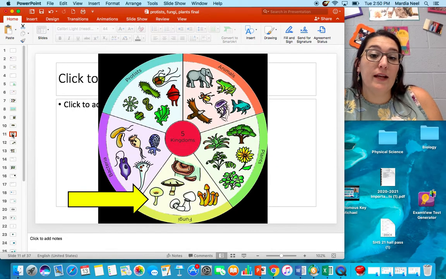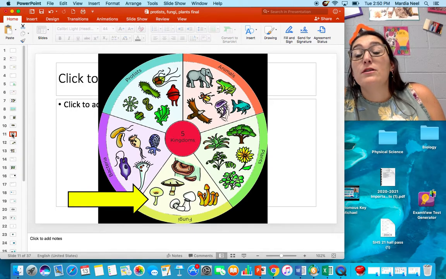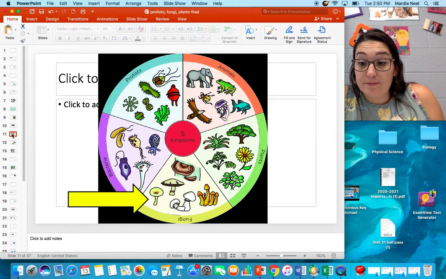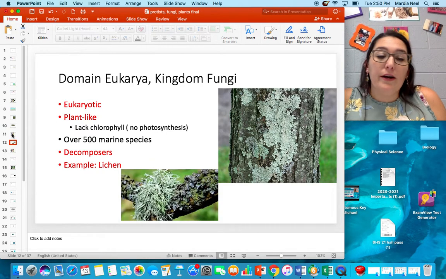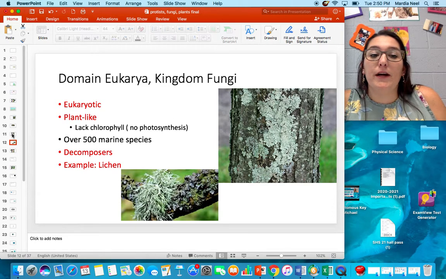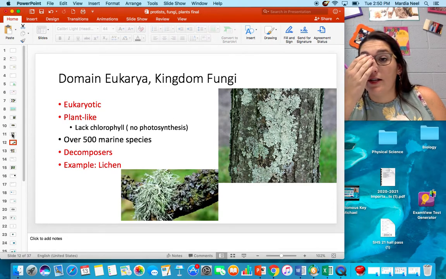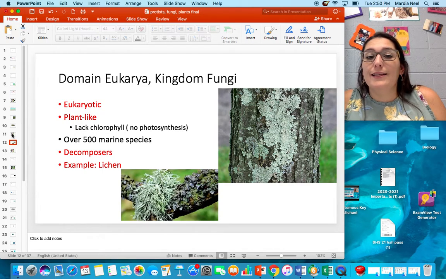Moving on from plants, we're going to talk about domain Eukarya, kingdom fungi. So on land, fungi would be mushrooms. On the water, we're going to talk about kingdom fungi. They're eukaryotic, meaning they have a nucleus in their cell. They're plant-like. They lack chlorophyll. They don't go through photosynthesis.